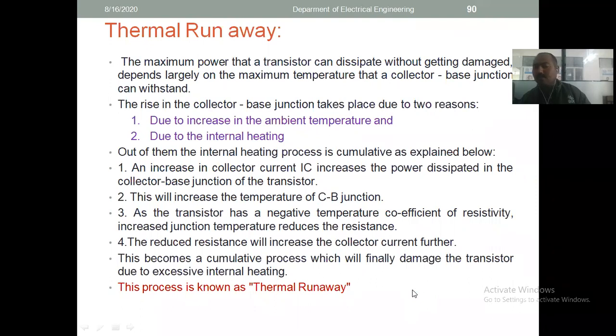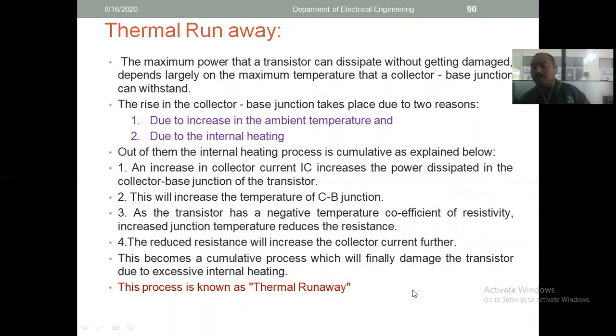So in the thermal runaway process, the important factors are the ambient temperature and the internal heating. There should be an increase in the collector base junction temperature. Due to the increase in collector base junction temperature, there should be a reduction in the resistance of your transistor. Due to the reduction in resistance, more and more current flows through the transistor.